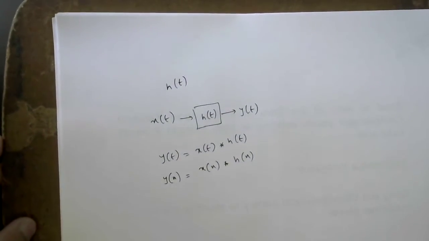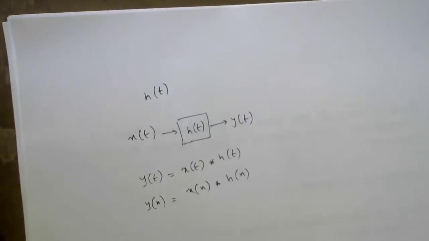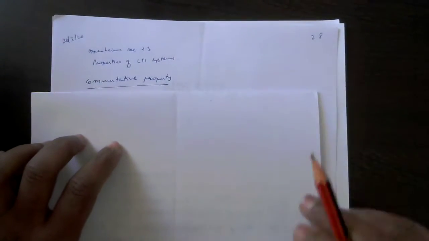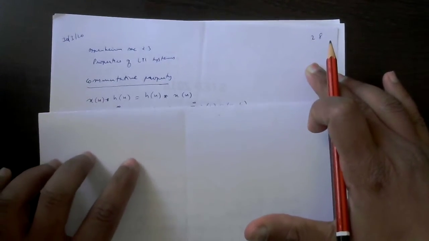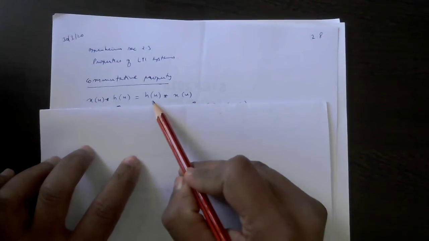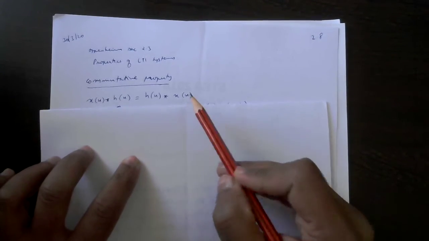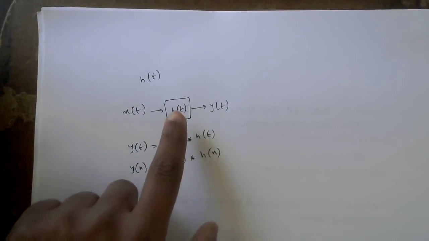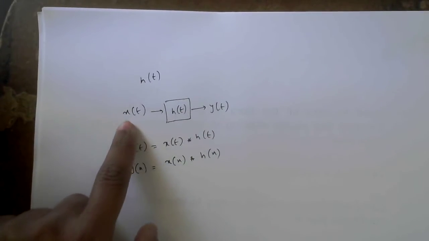So now we will see some of the properties of systems and some properties of convolution itself. These topics are from the textbook, Oppenheim's section 2.3. First, we will see the commutative property of convolution, which essentially is x of n convolved with h of n is equal to h of n convolved with x of n. Essentially what it means is, in this figure, the order doesn't matter. If you put your x of t here and your h of t here, you will still get the same y of t.